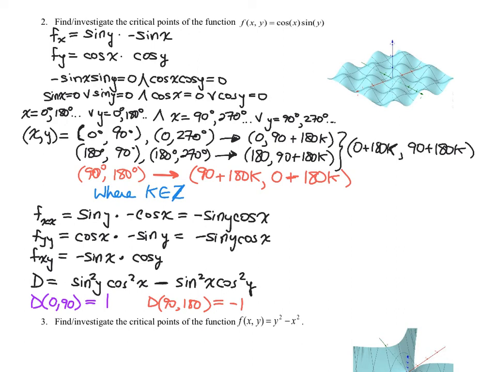All right, so we have discriminant values. I also need to know what the sign is for my second order partial with respect to x. And I've got to do that for these points also. I'll just jot that off on the side here.